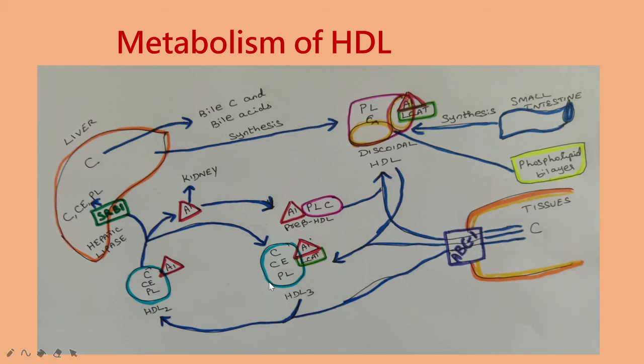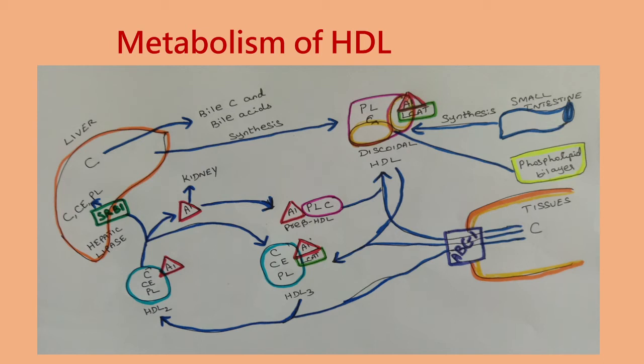Here the smaller HDL3 will accept cholesterol from the tissues. How will HDL3 receive this cholesterol? With the help of the ABC protein, which is called ATP binding cassette transporter 1. It is a member of a family of transporter proteins that can couple the hydrolysis of ATP to the binding of a substrate, enabling transport across the membrane.